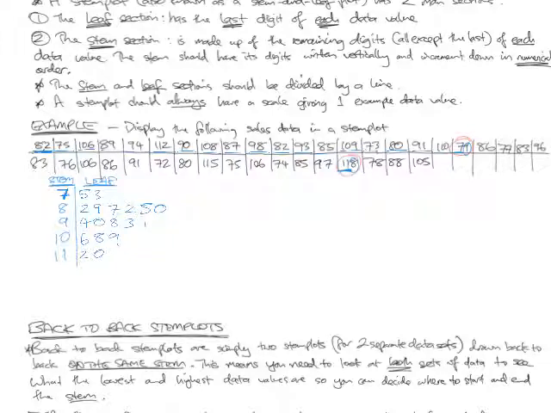110, 71, 86, 77, 83, 96, 76, 106, 86, 91, 72, 80, 115, almost done, 75, 106, 74, 85, 97, 118, 78, 88, and 105. So that is a stem and leaf plot done.